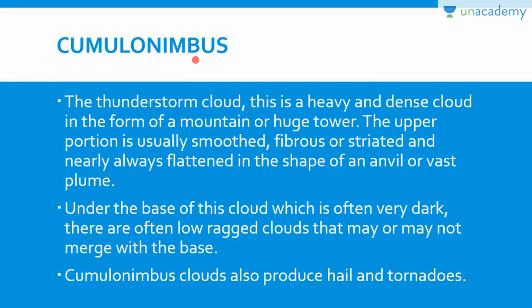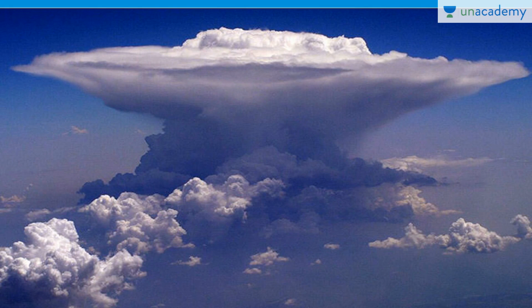Now the last one in the clouds with great vertical extent is cumulonimbus clouds. These clouds are associated with thunder and lightning, so they are also known as thunderstorm cloud or thunder cloud. This is a heavy and dense cloud in the form of a mountain or huge tower. They have very great vertical extent. You can see it here. This is cumulonimbus cloud. Their height may range from 2,000 feet to over 30,000 feet.